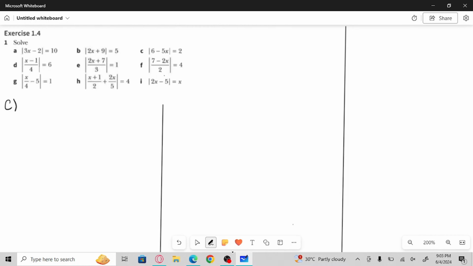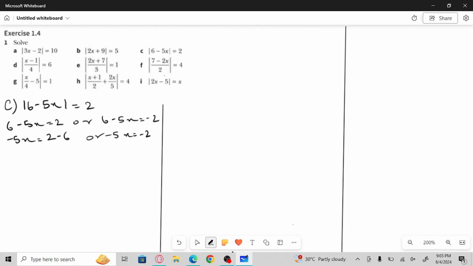Okay, so on to part C. It says that the modulus of 6 minus 5x is equal to 2. Again, we are going to find the two possible values. 6 minus 5x is equal to positive 2, or 6 minus 5x is equal to negative 2. And then what we'll do is minus 5x is equal to 2 minus 6, or minus 5x is equal to minus 2 minus 6. And minus 5x is equal to minus 4, or minus 5x is equal to minus 8. Negative and negative will be cut down on both sides. We will get x equals 4 upon 5, or x equals 8 upon 5.